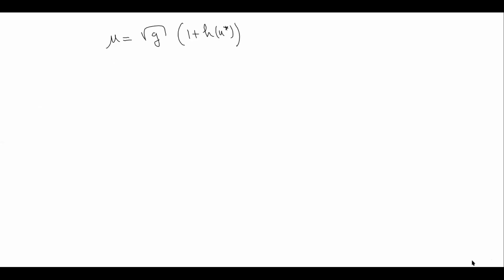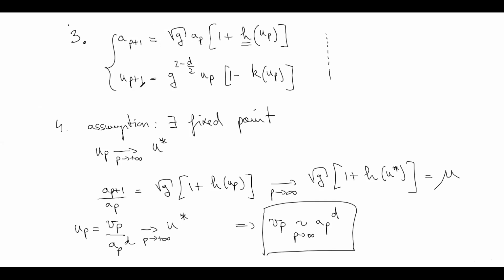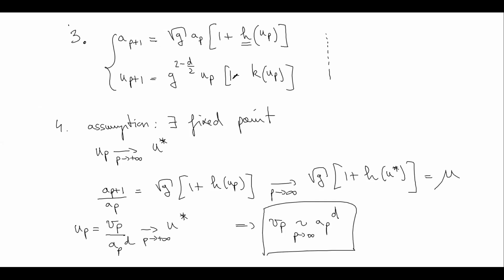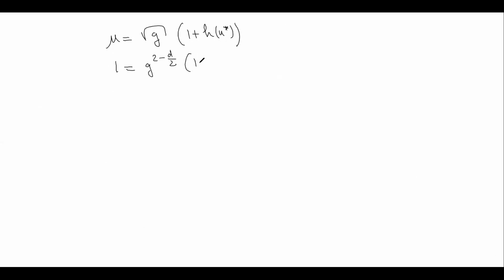Okay, and the second equation says that this guy tends to U star, but on the other side, this guy tends to U star as well. So they will cancel if they are non-zero. So I end up with 1 is equal to G2 minus D over 2, thanks to that guy. And then the correction factor evaluated at U star, 1 minus k u star. If u star is non-zero, of course.